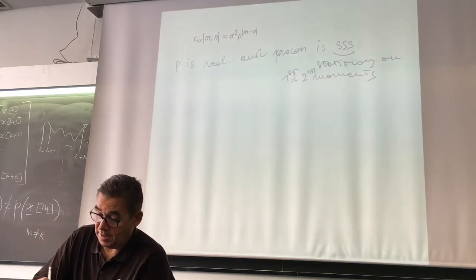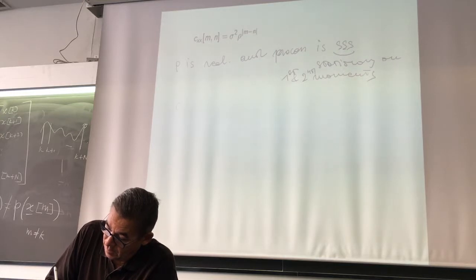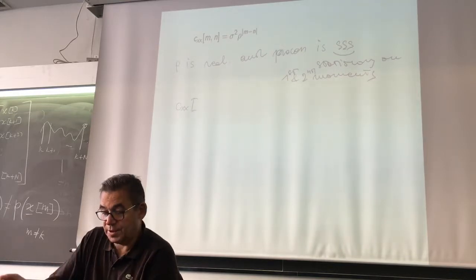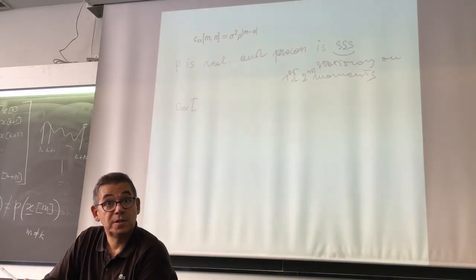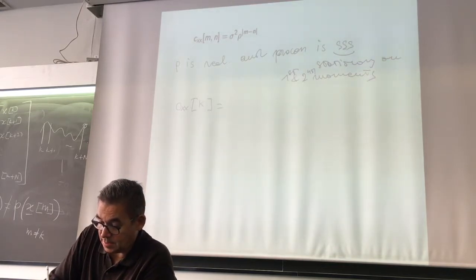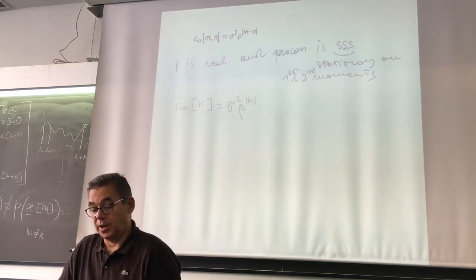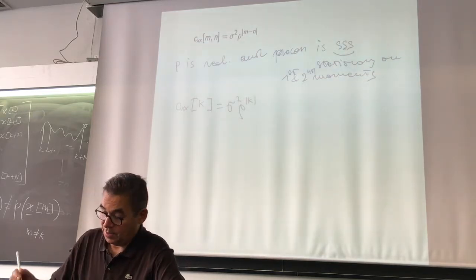Now, if this is the case, then this C_XX depends only on the time difference, and the time difference is k. So that is sigma squared times rho to the power of k. Okay. If this is stationary. Now let's look at that. So what does it mean?